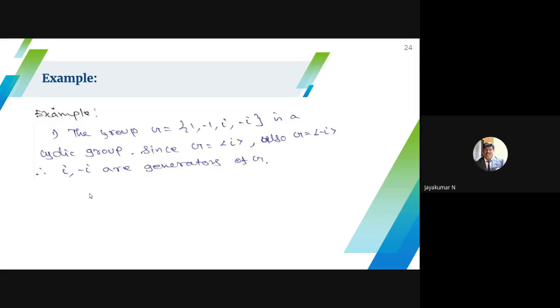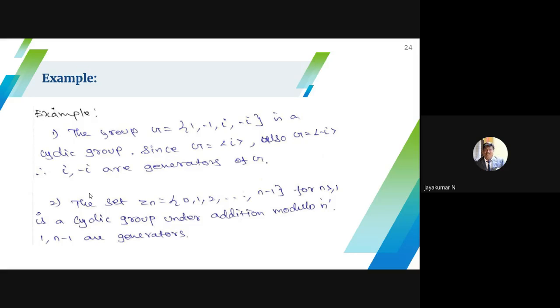So here the group G is equal to the fourth roots of unity, 1, minus 1, i, minus i, which is obviously a cyclic group. So the generators are i and minus i. So there are two generators. The set Zn, if we choose any n, under addition modulo n is a cyclic group. The generators are obviously 1 and n minus 1. This is important for 2 marks: what are the generators of Zn? 1 and n minus 1 are generators.